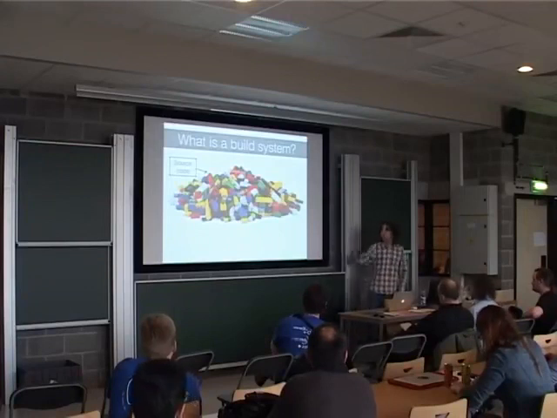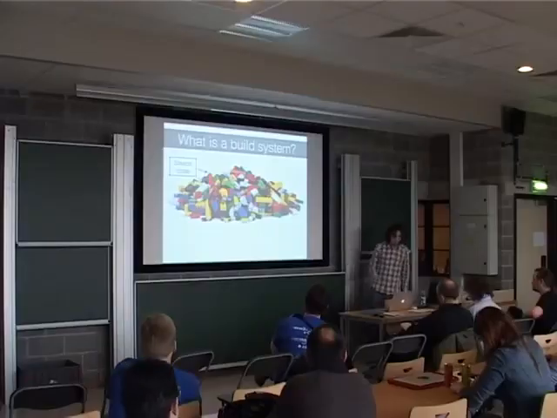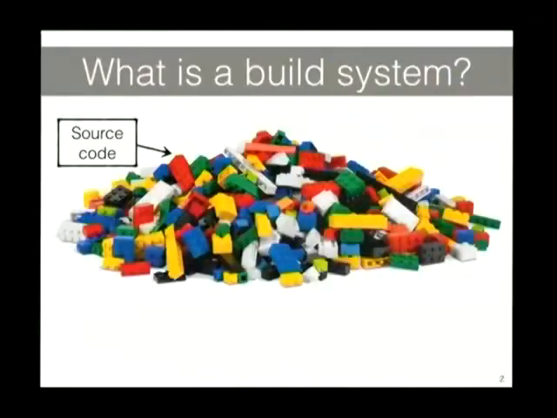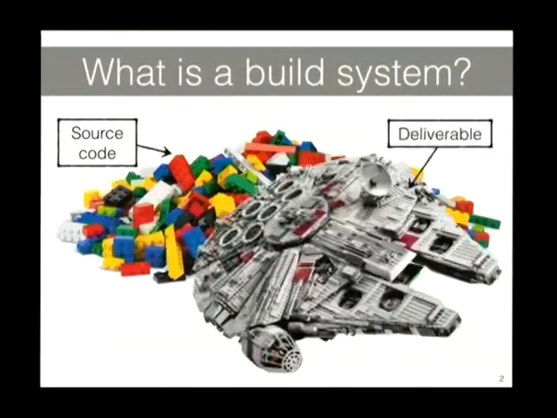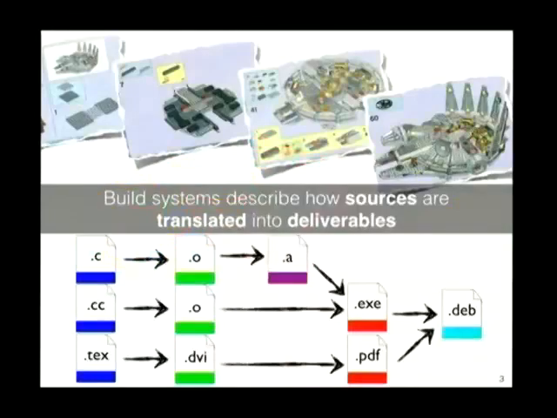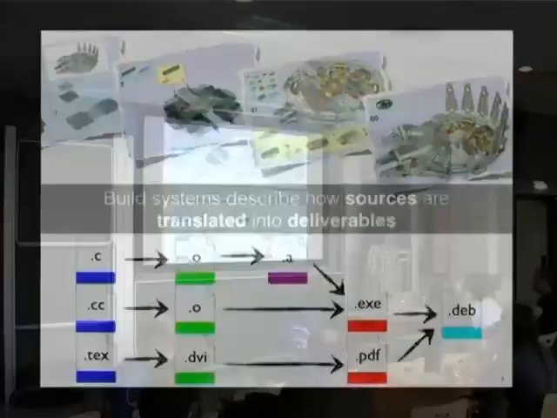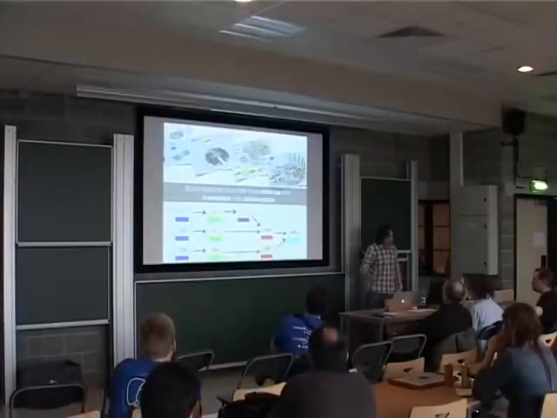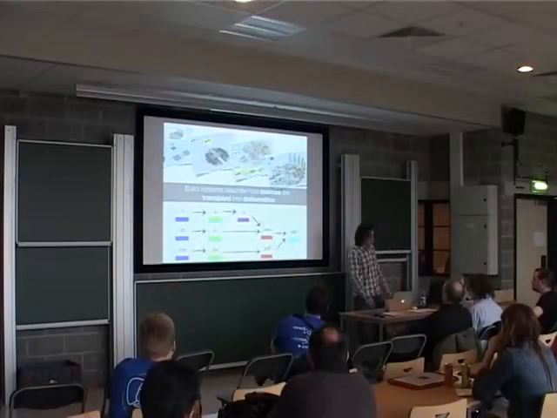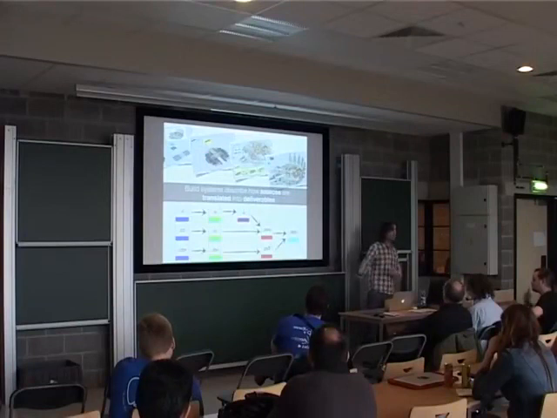So if we imagine that this pile of Lego, pile of blocks, is the source code of a software project, and this spaceship is what we want to deliver to our customers, well, the build system is the set of order-dependent instructions that take us from the blocks to the actual spaceship. Or in software terms, it's the make files and configuration scripts, these sorts of things, that describe how source code and tech files, documentation files are translated into deliverables and then packaged.